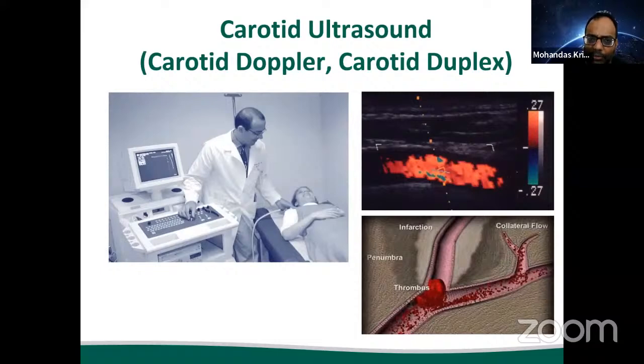So here you can see whenever there is a stroke, what should be the first investigation? The color Doppler of the carotid artery. We go with the color Doppler of the carotid artery.